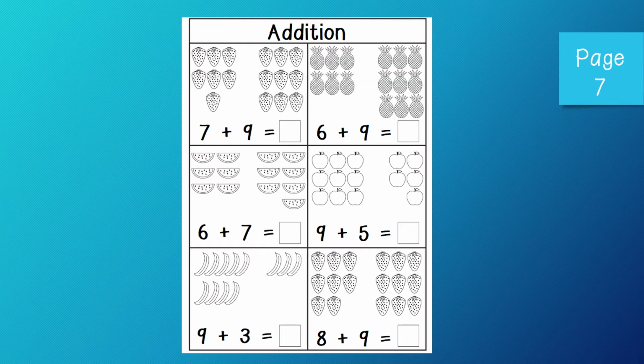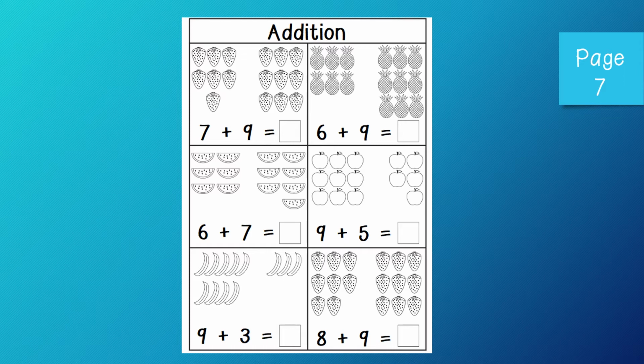On page 7, we have our addition, and each addition sum is in a block. So for our first block, we have the sum 7 plus 9. Above our sum, we have some pictures. So above the number 7, we have strawberries.